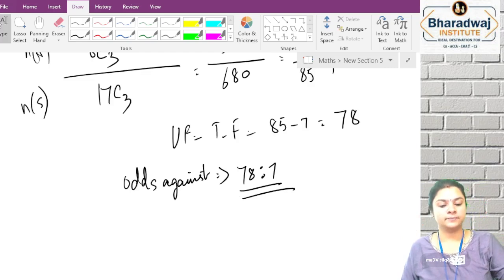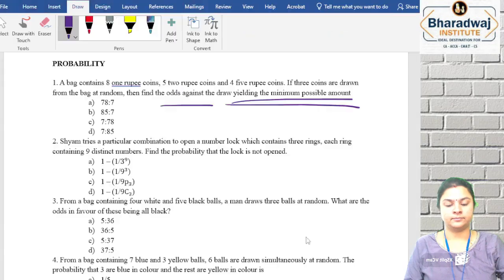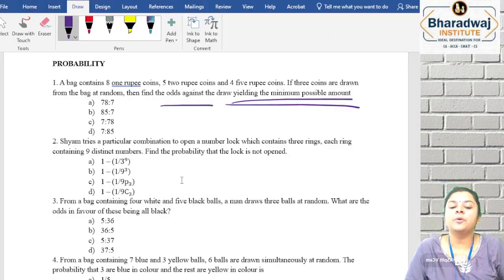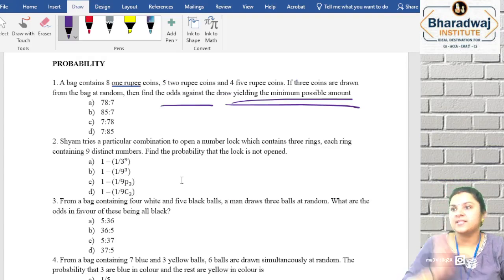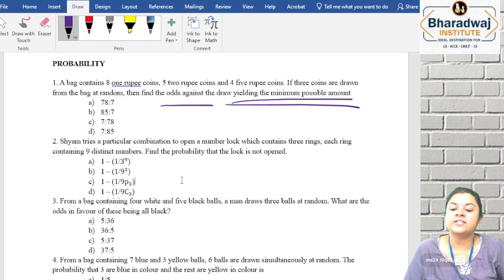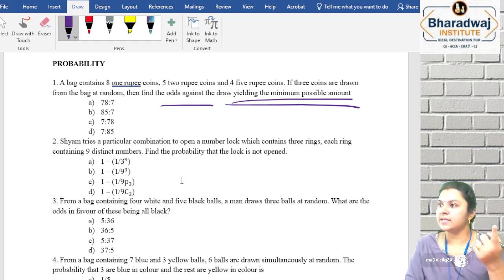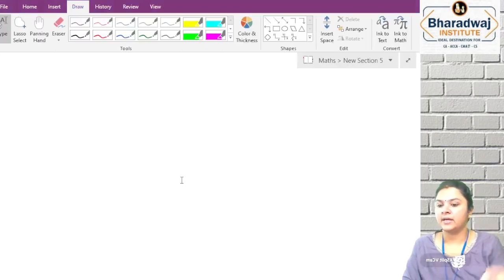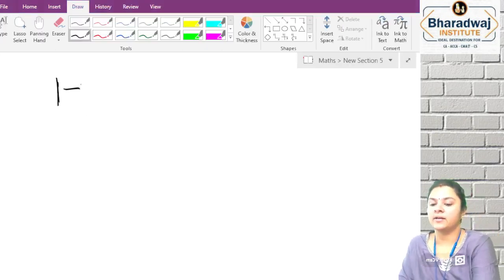Next. Shyam tries a particular combination to open a lock which contains 3 rings. Each ring contains 9 distinct numbers. Find the probability that the lock is not opened. So not opened means 1 minus opening. Correct? So 1 minus opening.